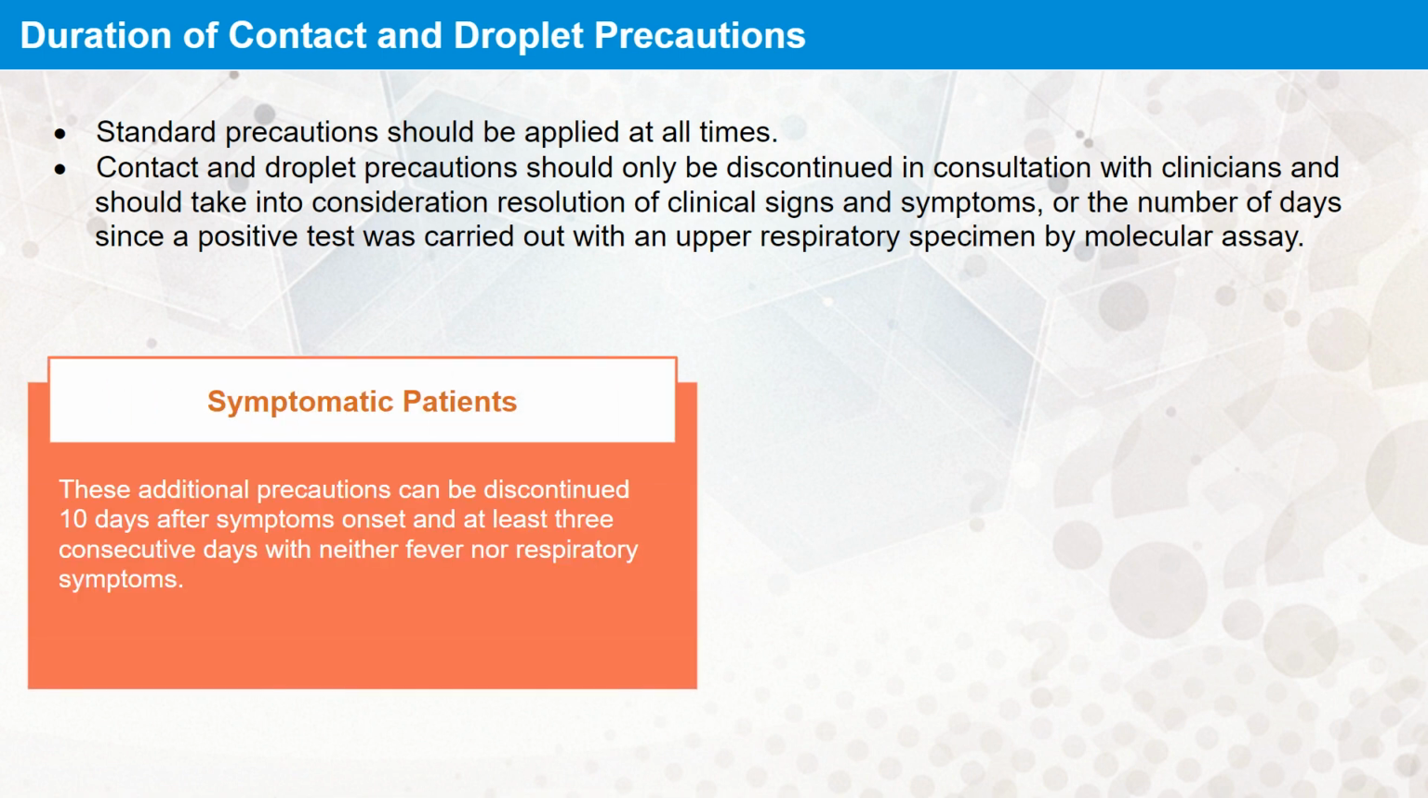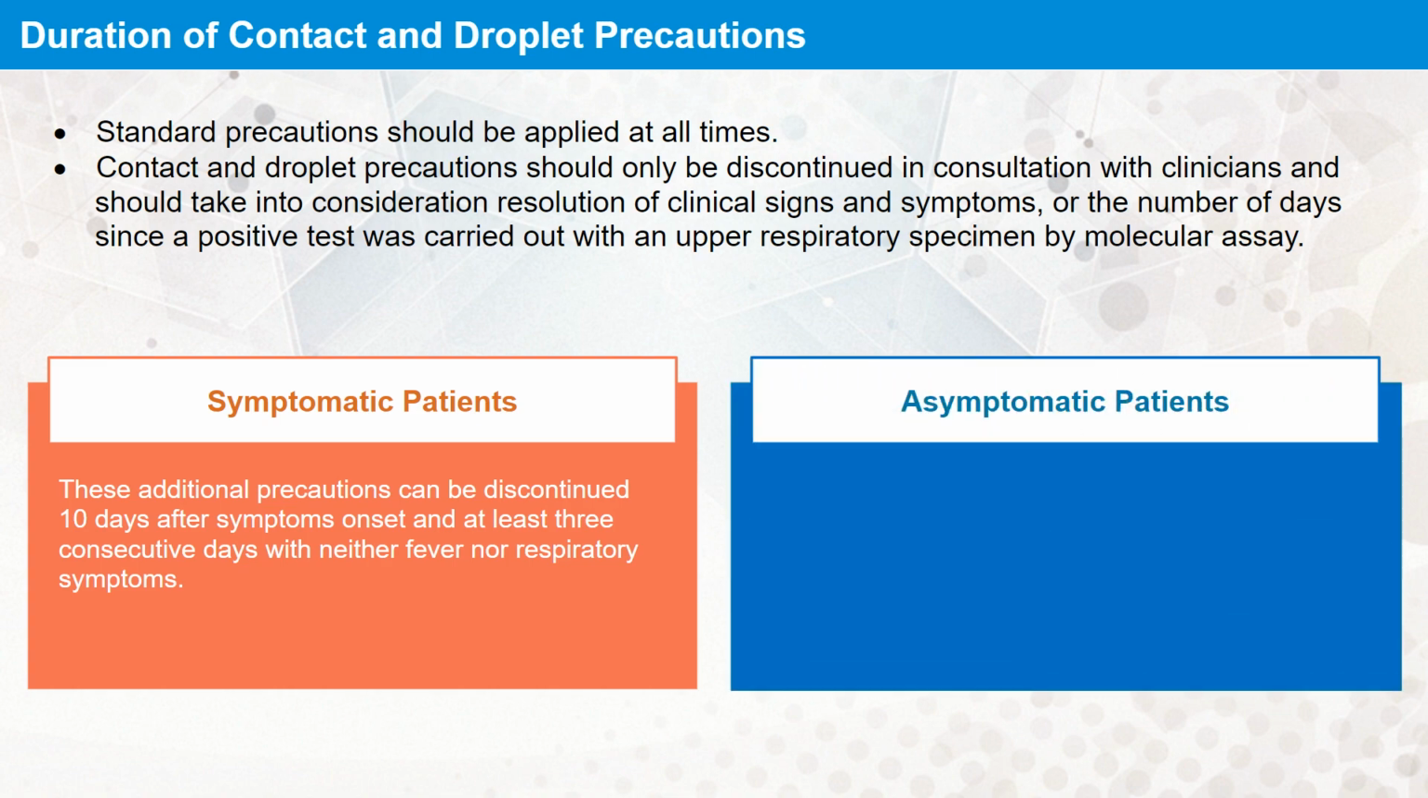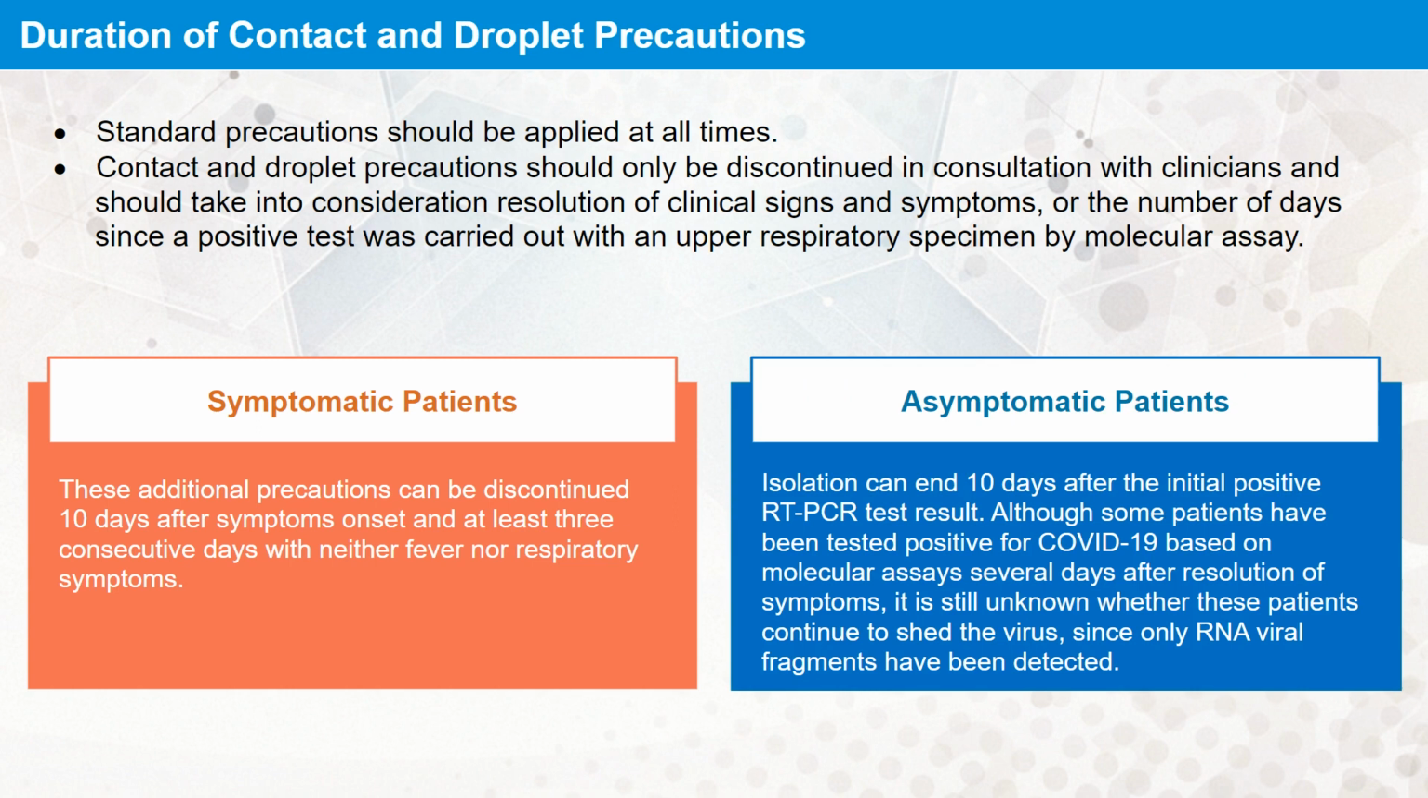these additional precautions can be discontinued 10 days after symptom onset and at least 3 consecutive days with neither fever nor respiratory symptoms. For asymptomatic patients, isolation can end 10 days after the initial RT-PCR test result. Although some patients have tested positive for COVID-19 based on molecular assays several days after resolution of symptoms, it is still unknown whether these patients continue to shed the virus since only RNA viral fragments have been detected.